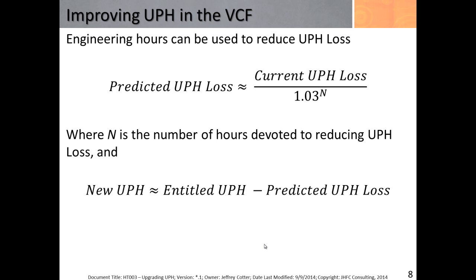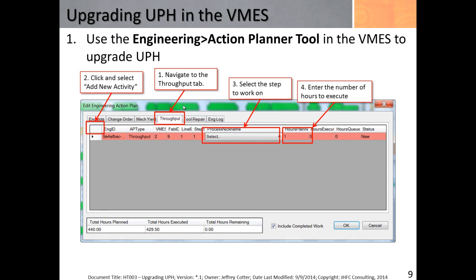You can use your engineering hours in order to reduce UPH loss. Here's the formula that predicts the new UPH loss as a function of the amount of effort that you apply to fixing UPH loss. The predicted UPH loss will be the current UPH loss divided by 1.03 to the power of n, where n is the number of hours that you devote to reducing UPH loss. And the new UPH of the tool will be the entitled UPH, which doesn't change, minus the predicted UPH loss, which will change depending on the amount of effort you apply to lowering UPH loss.